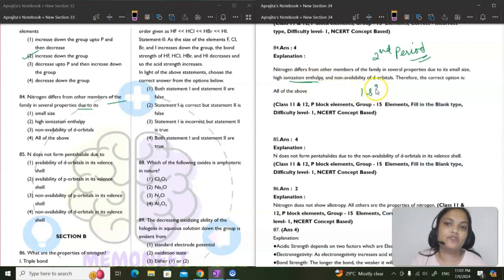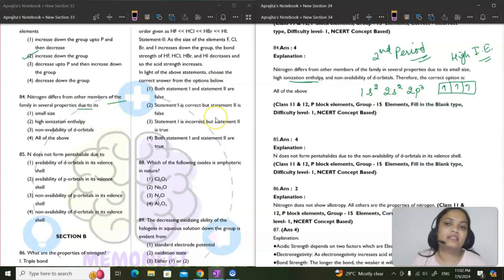If you look at the configuration of nitrogen, it's 1s2, 2s2 and 2p3. Now this 2p3 means it is having half filled electronic configuration, and you know that half filled and fully filled electronic configurations are more stable. So because of that, it will have high ionization enthalpy. More energy is required to remove the electrons from nitrogen because of half filled configuration.